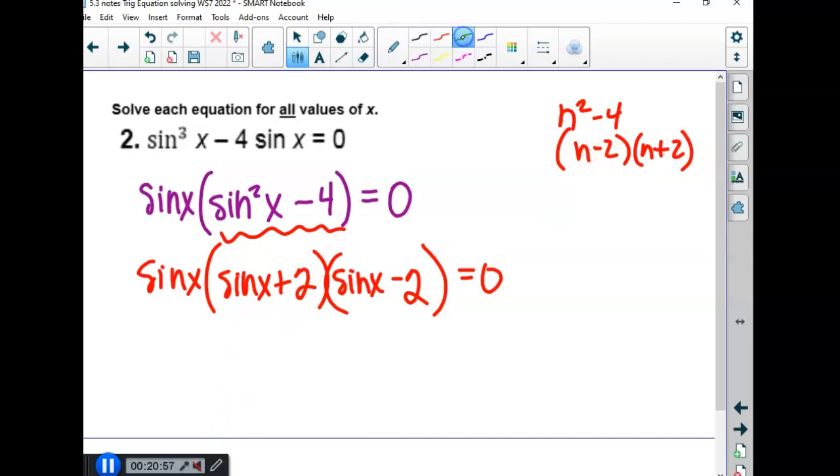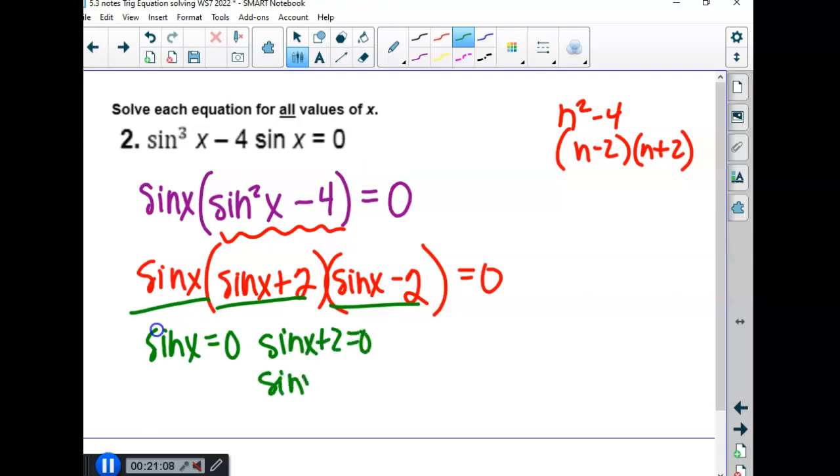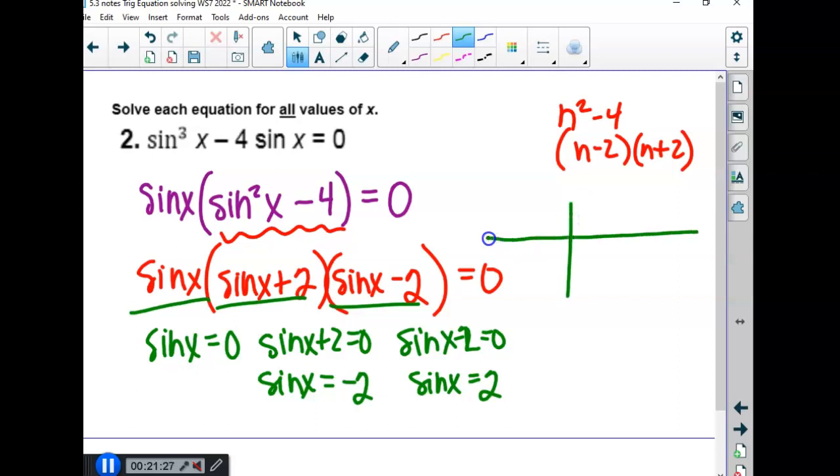So what are the three values that we have found sine could equal? If we set each of those equal to 0, we'd have sine is 0. Or sine is what? Yeah, negative 2. And you don't need to write all these steps if you can do it in your head. Or positive 2. Okay. You're going to find there's a whole bunch of these that don't work. And this is one of them.